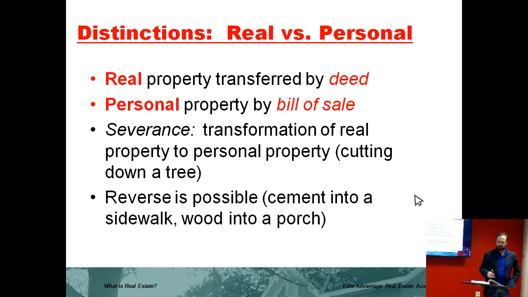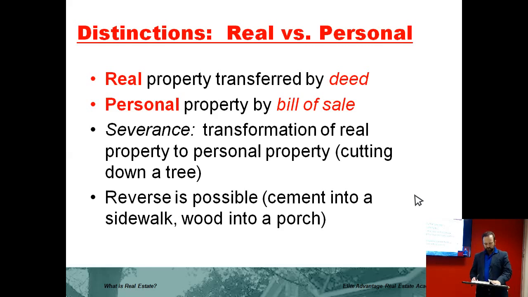The wood porch is always the one that kind of brings it home for me. You go to the Home Depot, you order up a bunch of wood, they deliver it, they dump the wood in the driveway. What is it right at that moment? It's personal property. Then your contractor comes over, they start building the deck, and it's now attached. It now becomes part of the real property. Okay, does that make sense?